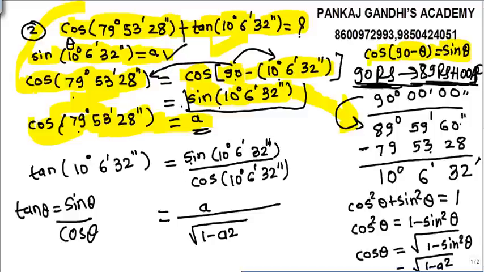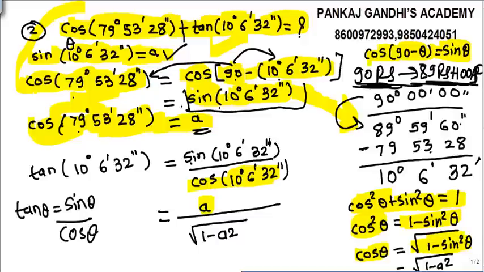So it's given that this is A. Value of this angle is A. Now cos of 10 degrees 6 minutes 32 seconds, so we will find out first, because it's not given. So we know that cos square theta plus sin square theta equals to 1. This is the basic formula. Therefore cos square theta is equals to 1 minus sin square theta.